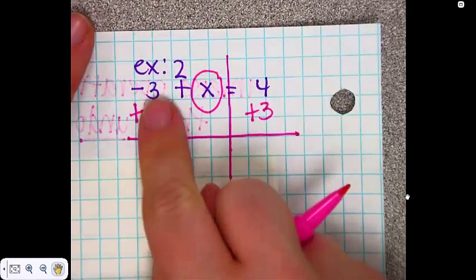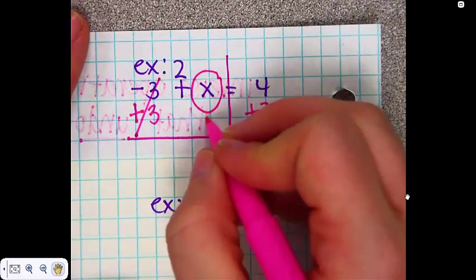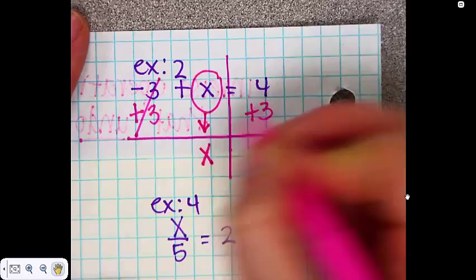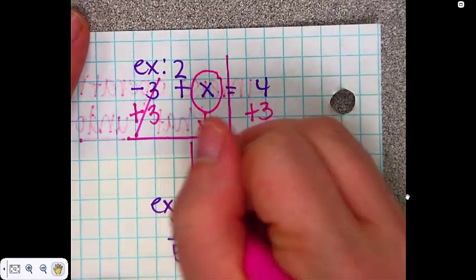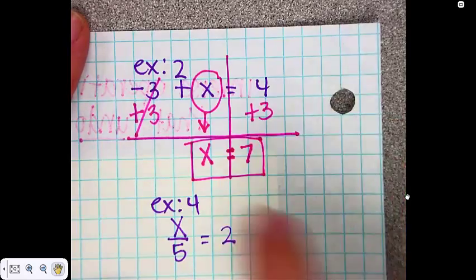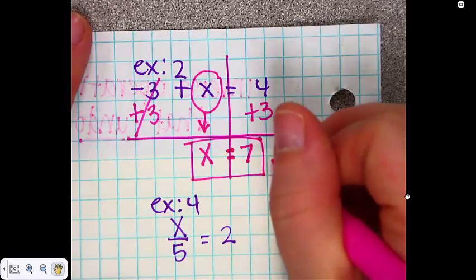Okay. Negative 3 and positive 3 undo one another, and then I'm going to bring down my x. 4 plus 3 equals 7. So here my solution is x equals 7. And if I think about it, negative 3 plus 7, that's true. That's 4. So we know we're good.